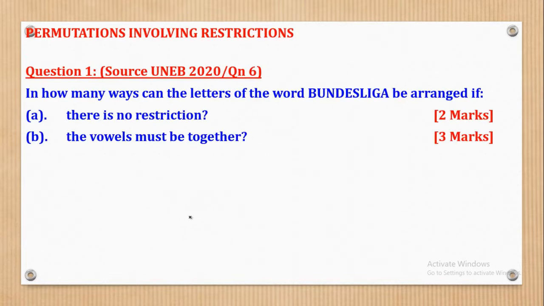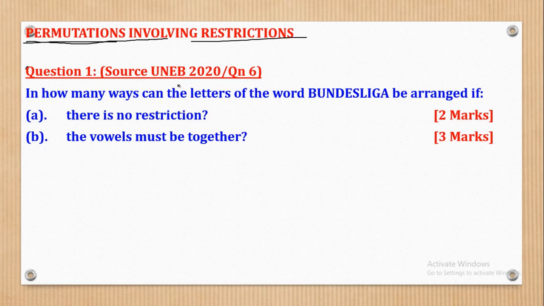So that is permutations of identical items. Now we shall go to permutations involving restrictions. The ones we have been doing had no restrictions on the arrangement, but sometimes they can restrict you on a certain type of arrangement. So now let's go to such questions.